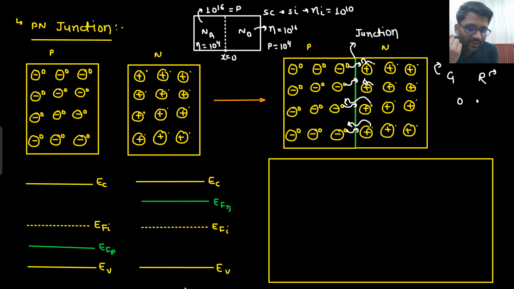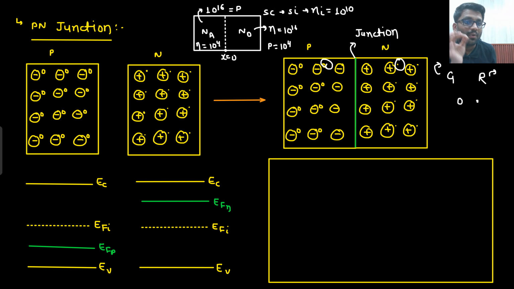Whatever hole you are having here, this hole will be gone, and whatever electron you are having here, this electron would also be gone. This hole will be gone, this electron would also be gone. This hole will be gone, this electron would be gone. Similar thing can happen with these holes and these electrons as well.